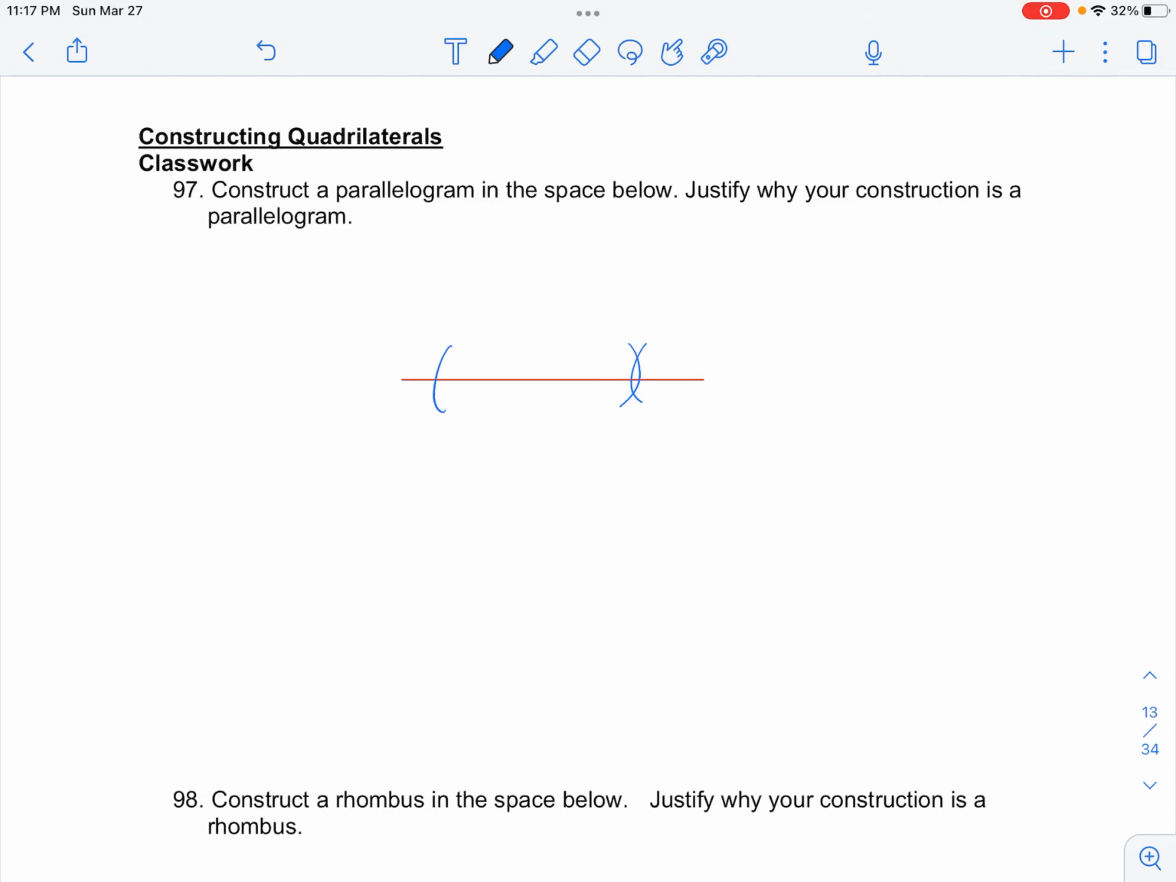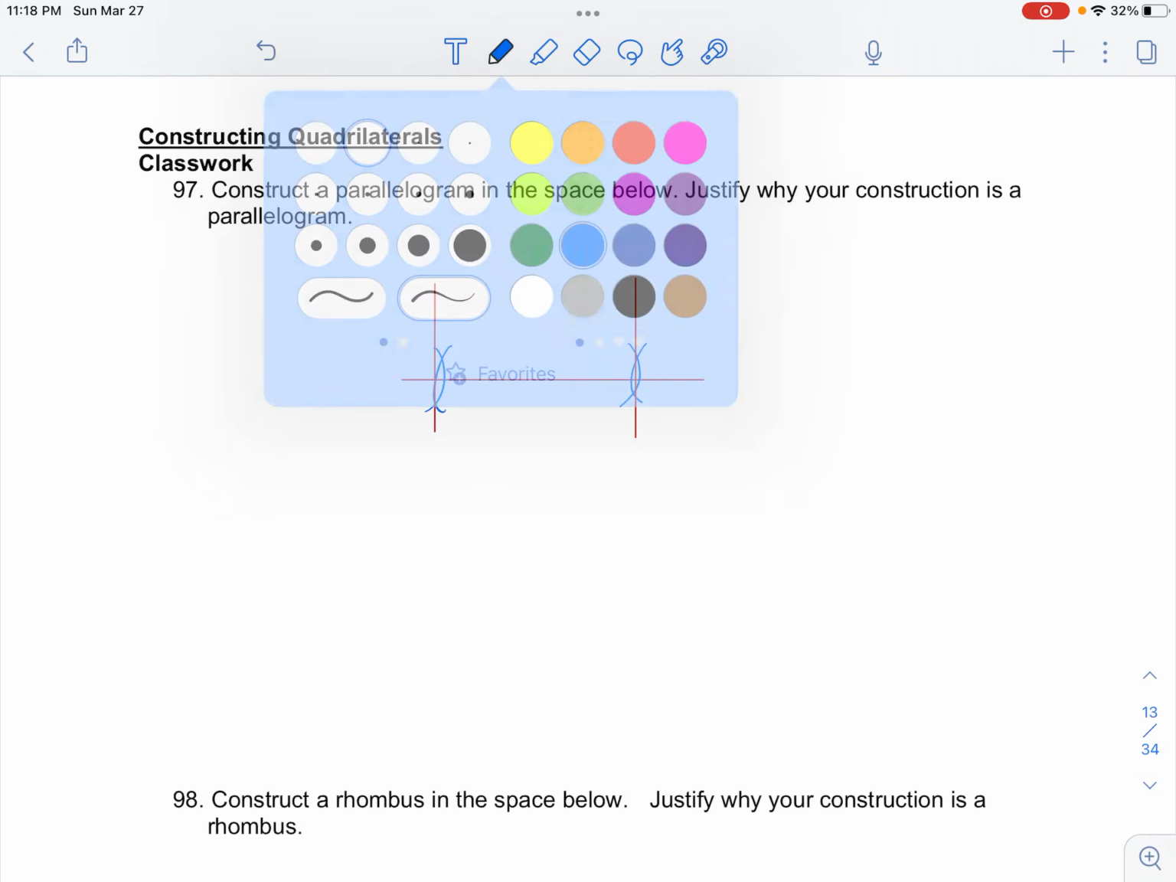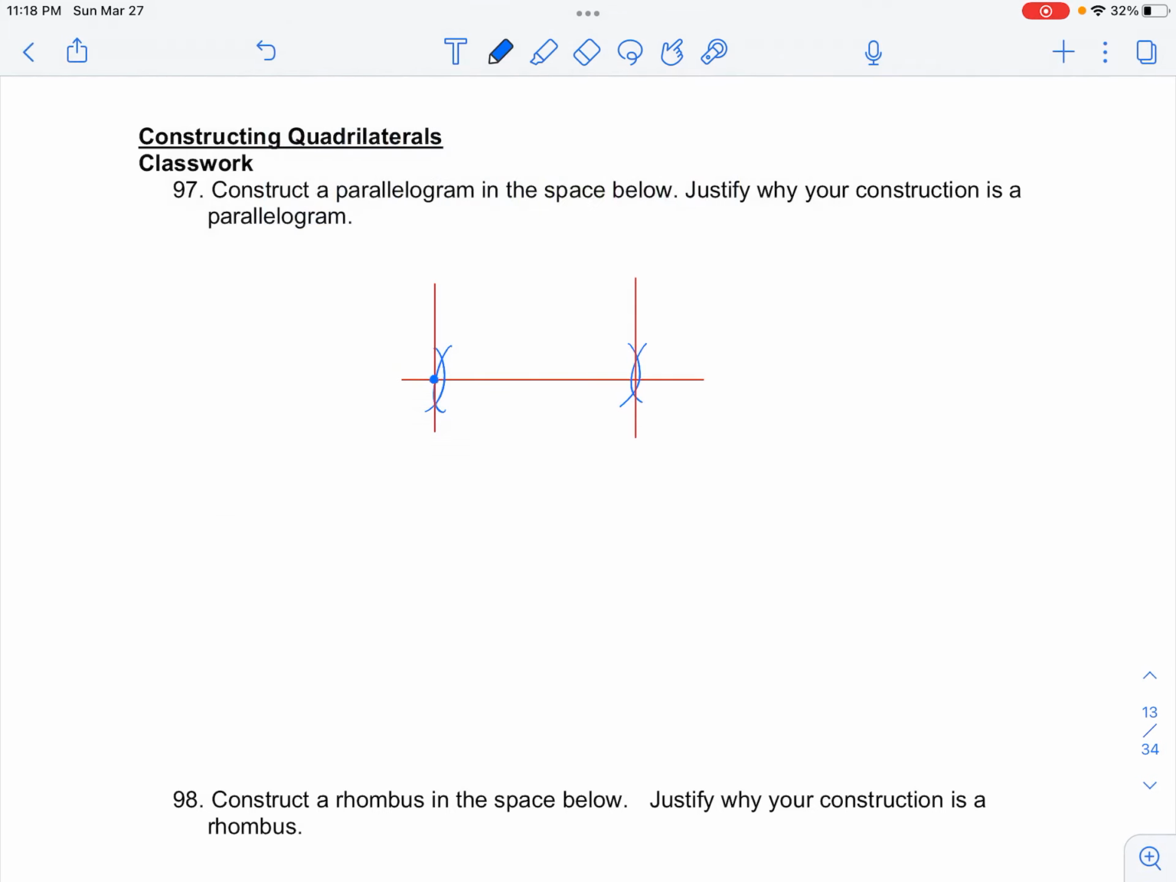And of course, in reality, these arcs would be much nicer, but for the lack of having a compass on a screen, this will have to do for now. So we're going to make two perpendicular lines with these compass markings. And now we're going to go ahead and come with our compass again, putting one point here and choosing an arbitrary point out on this line so that we get a measure of the distance between these two points.